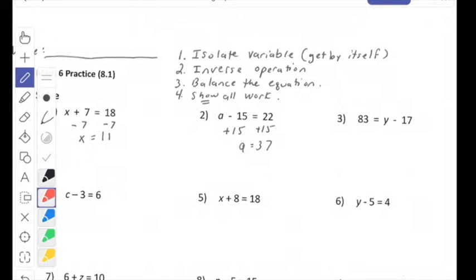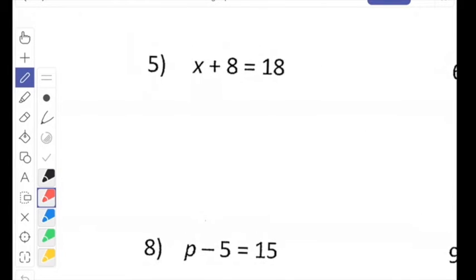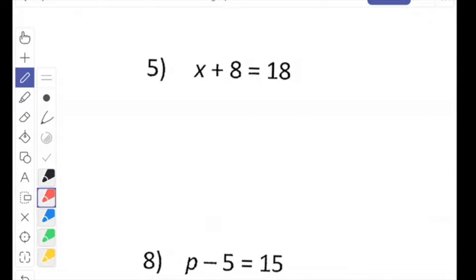So if you're adding, let's say 5 to x, the inverse means to subtract. If you divide, the inverse is multiplication. And then you must balance the equation and show all of your work. So let's do a couple here. The first one I want to do, and I know we did this in class, but I just want to do it for review, is x plus 8 equals 18.